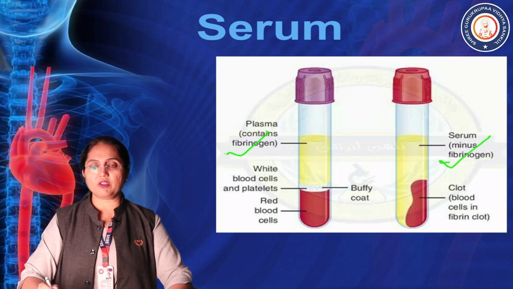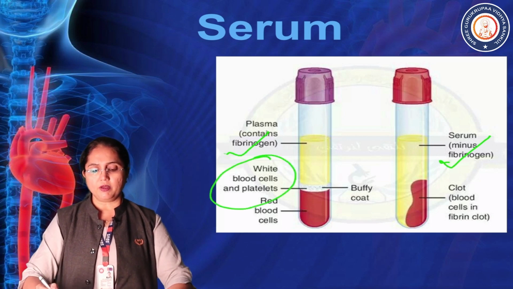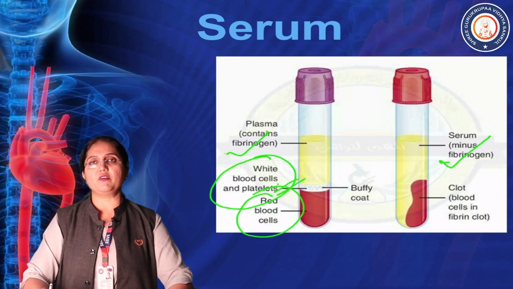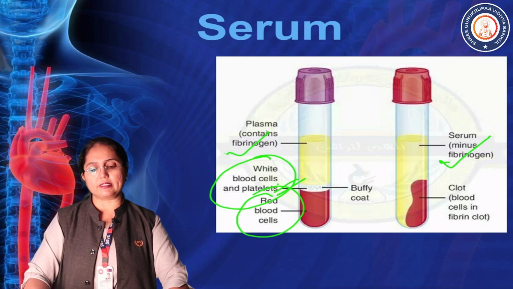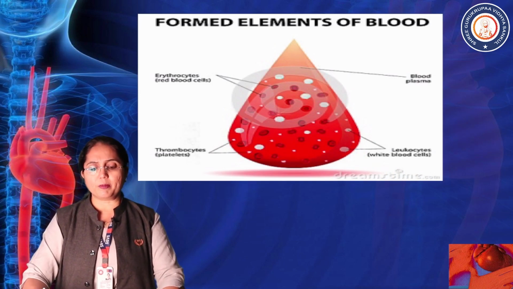Then we have three different types of cells. WBCs are the fighters, RBCs are responsible for gas circulation, and platelets are responsible for blood clotting. So students, these are the three main kinds of cells present inside blood plasma, which we call serum.